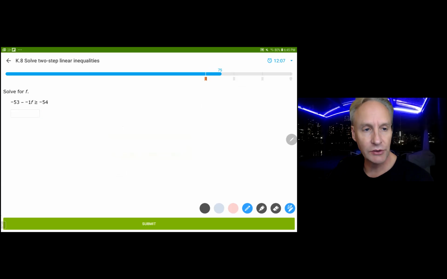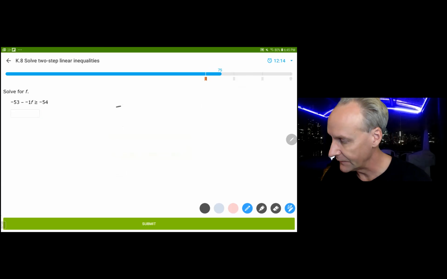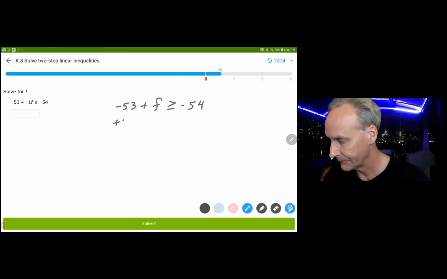Okay, I have a double negative in front of my 1f, so that means it's really a positive f. So this really says negative 53 plus f is greater than or equal to negative 54. And you're going to have to add 53 to both sides. There are a lot of ways to mess this one up, but anyway, it's f is greater than or equal to negative 1. You're done.